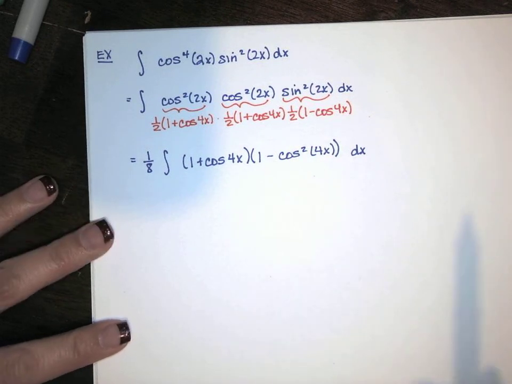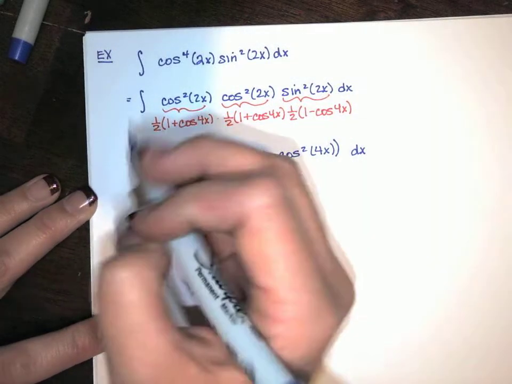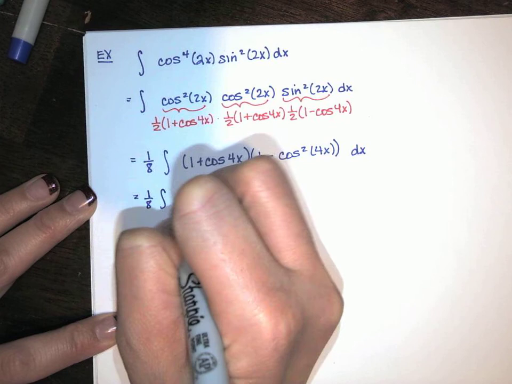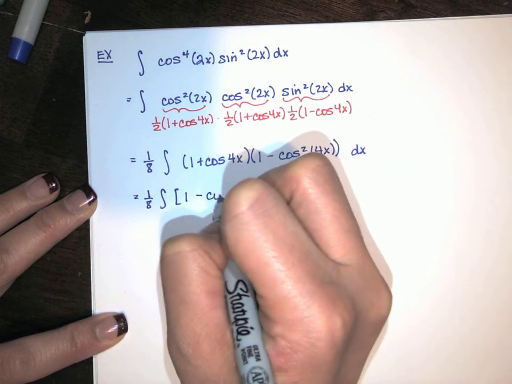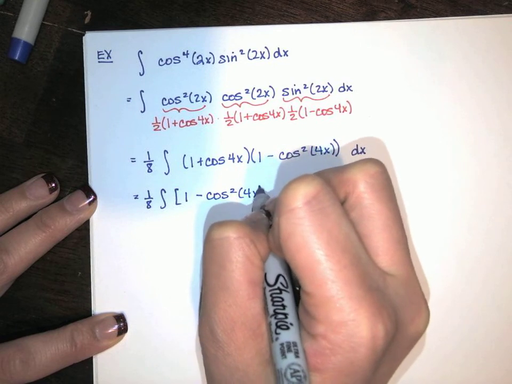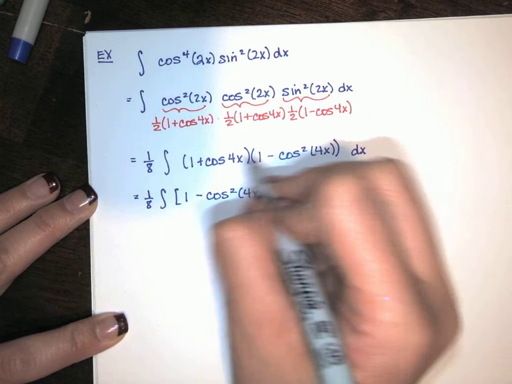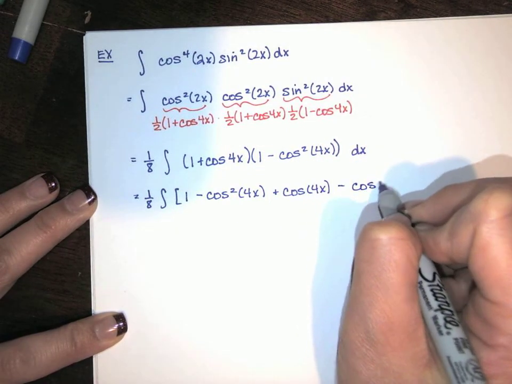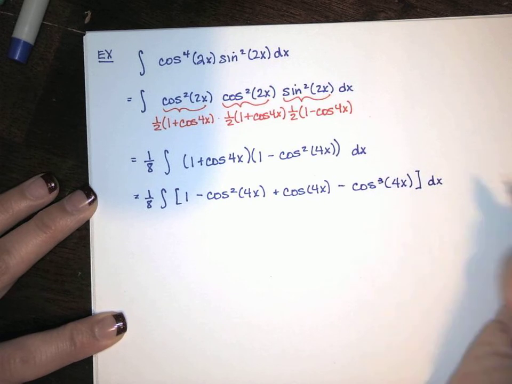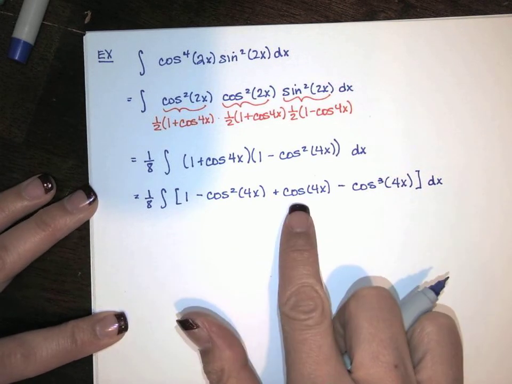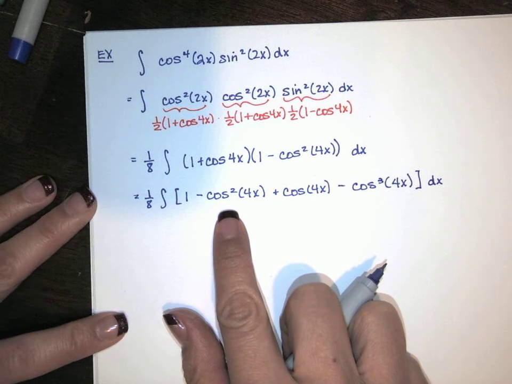Or let's say we didn't notice that. Then at this point, I would FOIL again. So I do first times first is 1. Outer times outer is negative cosine squared of 4x. Inner times inner is positive cosine of 4x. And last times last is negative cosine cubed. I've got a rule for the 1, I've got a rule for the cosine of 4x. That I have to think of as a separate problem.